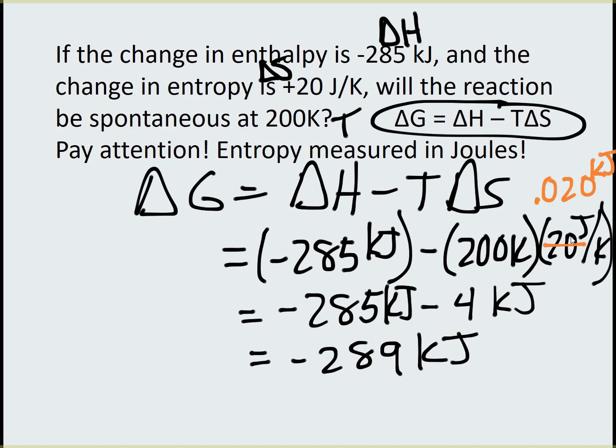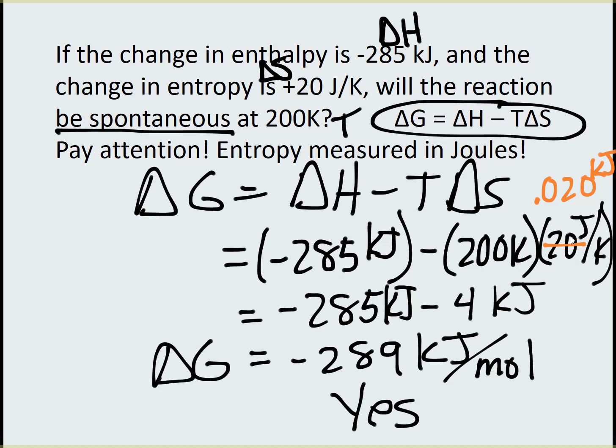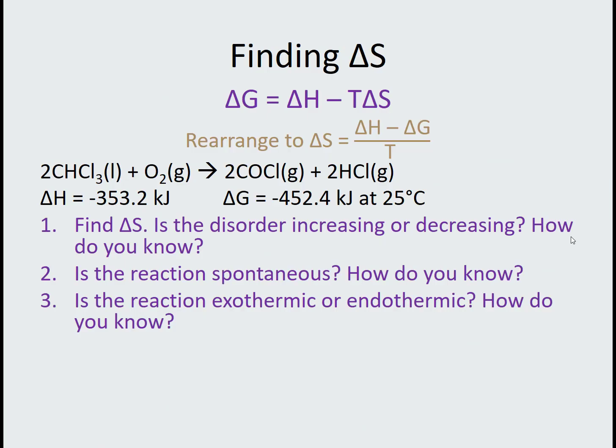Now it's assumed that we have just 1 molar amounts of the substances. So this would be a negative 289 kilojoules per mole. And so the question says, will it be spontaneous? And the answer is yes. And you know it will be spontaneous because that delta G is negative. So again, a negative delta G tells you that it's a spontaneous process. It will work at this temperature.